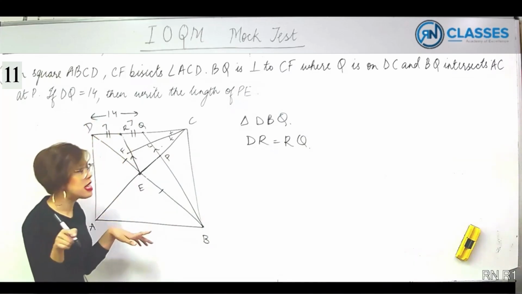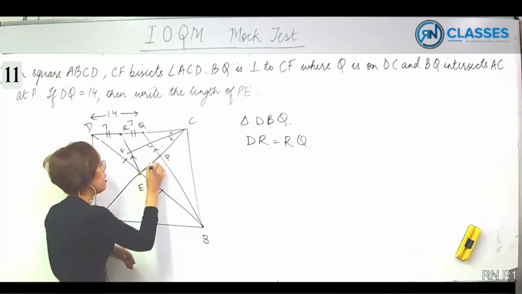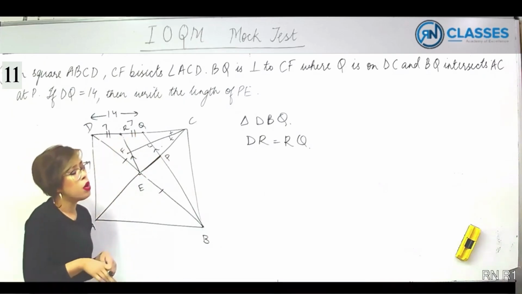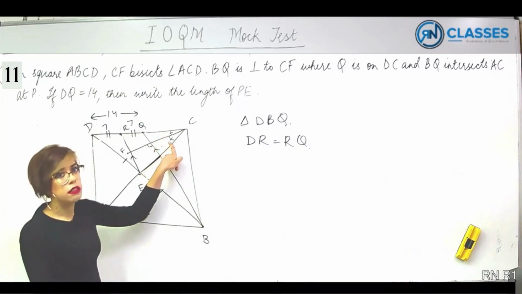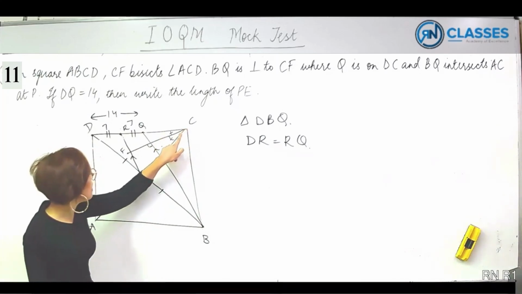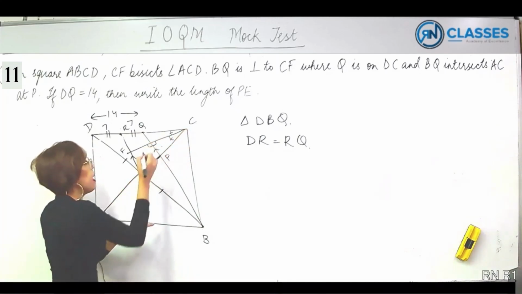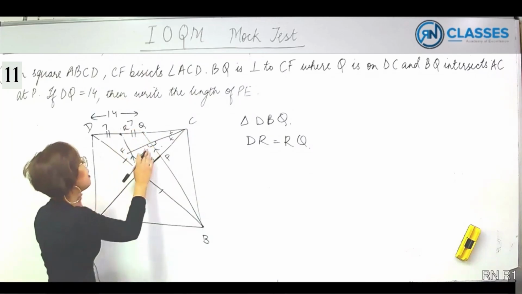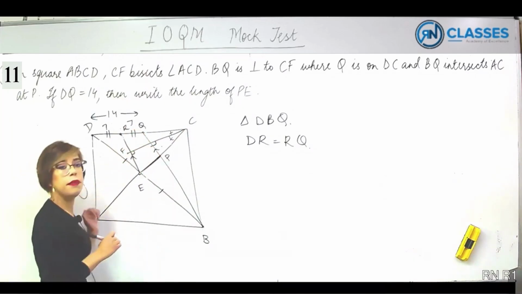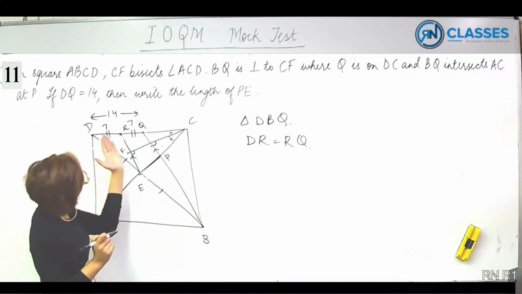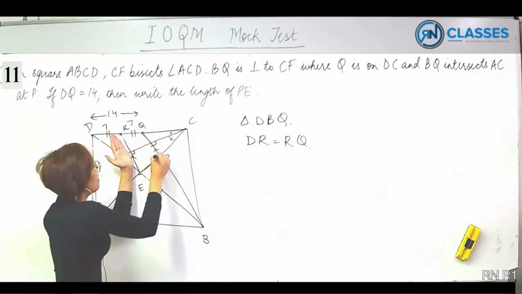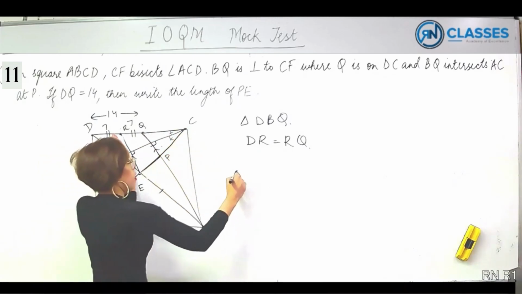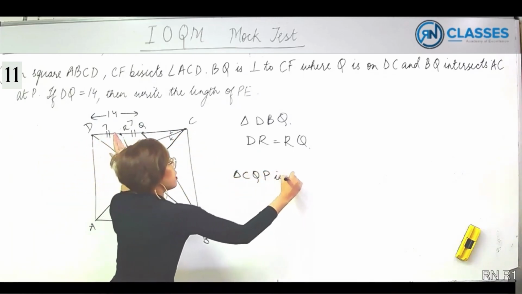But I am interested in the length PE, right? I do not care about RQ. But mind it, I have not utilized the fact that this angle is equal to this angle, right? And I can see that here it is 90 degrees. And since these two lines are parallel, can I say that this angle is also 90 degrees, right? Okay. Now, if I look carefully, can I say that triangle CQP is isosceles?